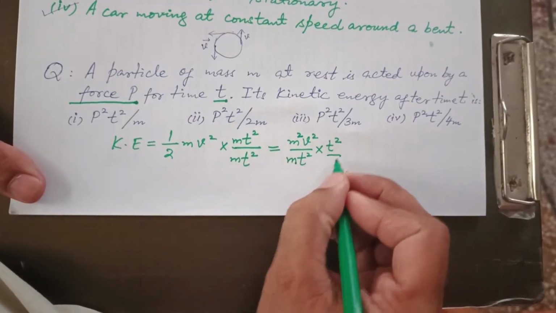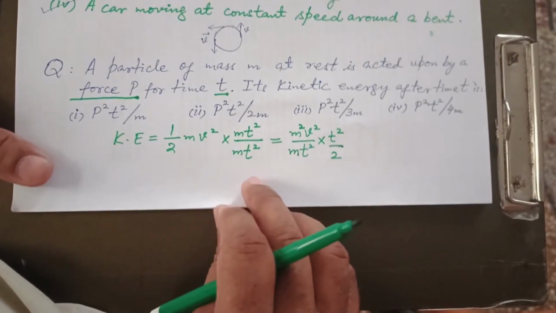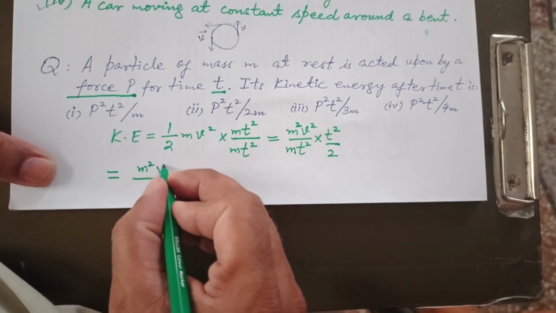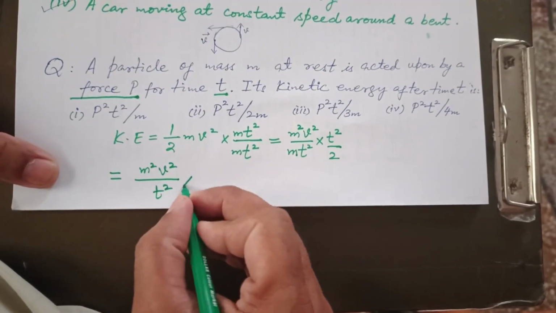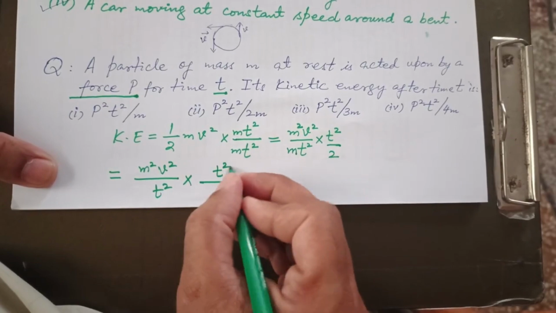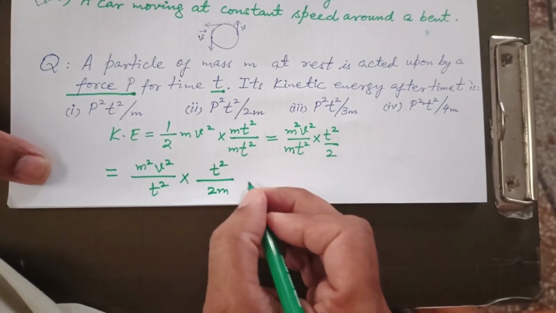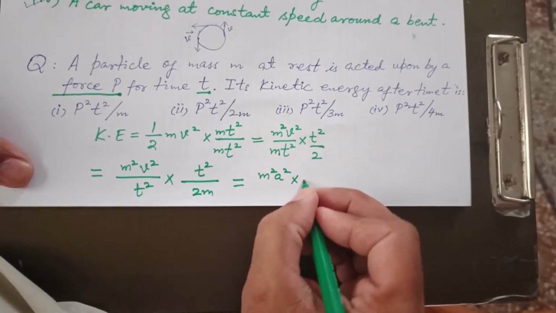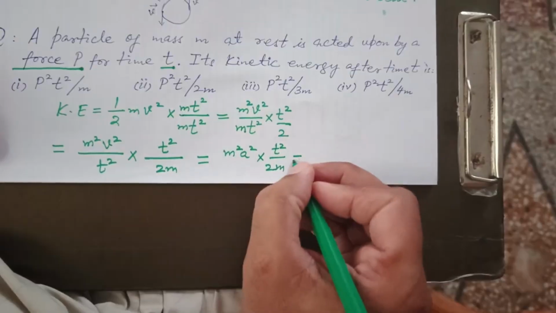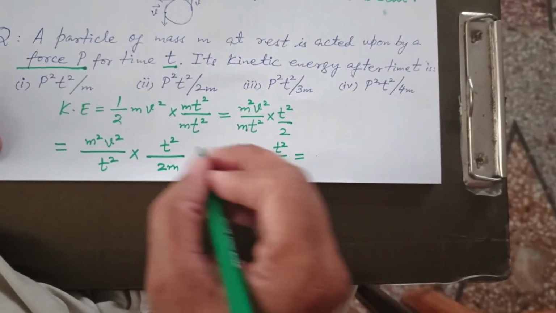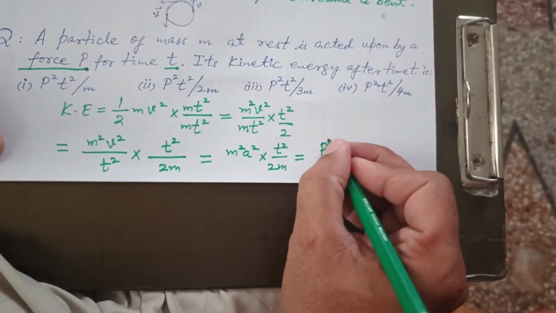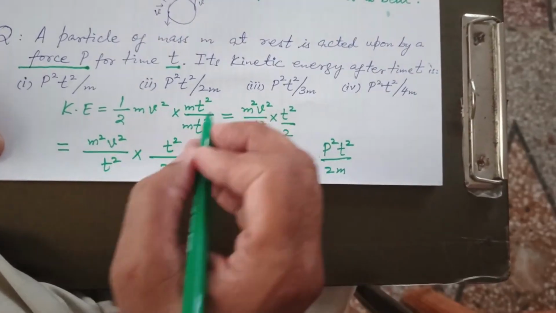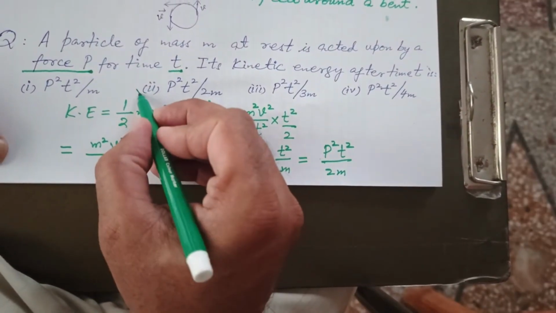This 2 is also there, which is written in the bottom. So this becomes m square v square over t square, and over here we are left with t square over 2m. So this becomes m square a square, and this is t square by 2m. So you'll get force, and force is given by P. So this is P square t square over 2m. So the correct option is the second one.